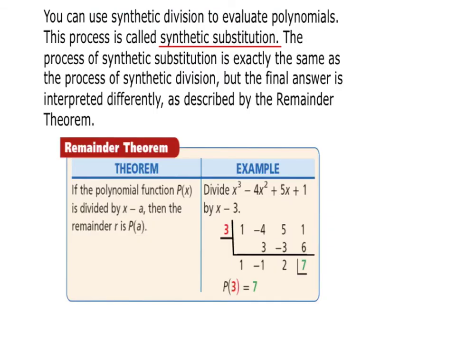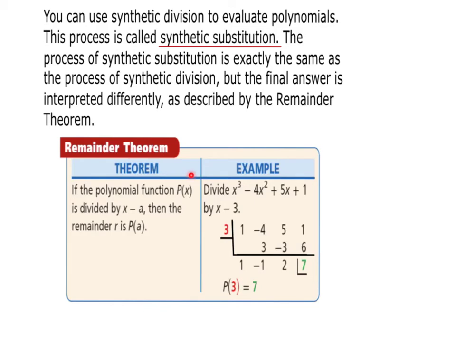Now, how can I use synthetic division? Well, there's a process called synthetic substitution, and we're going to use synthetic substitution to evaluate a value for p of 3. Okay, so here's what we're going to do. We're going to learn a theorem. So on the left side of your notes, put the word remainder theorem, and on the right side, I want you to write this theorem and also this example right here.